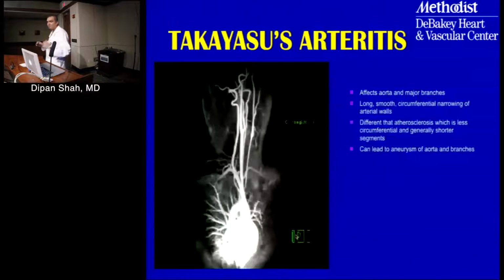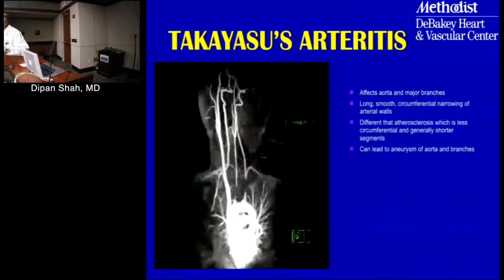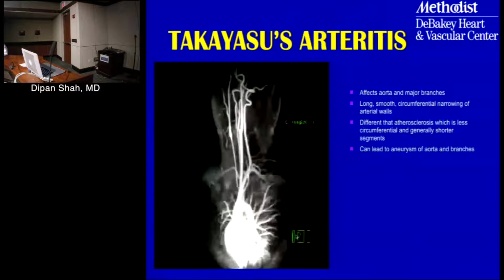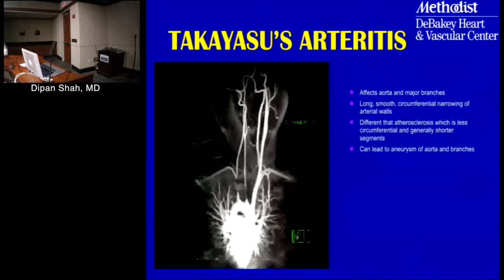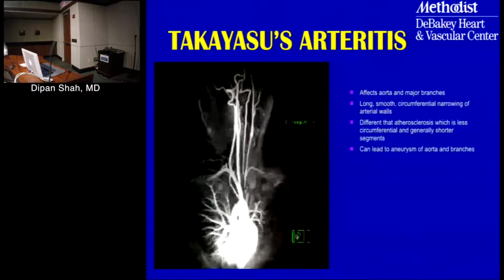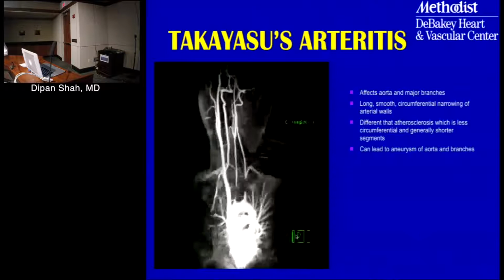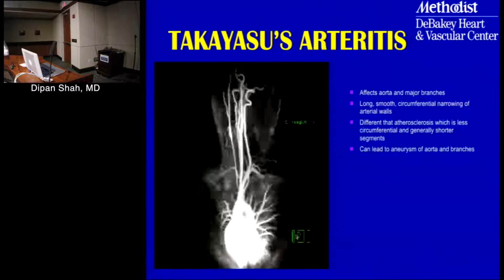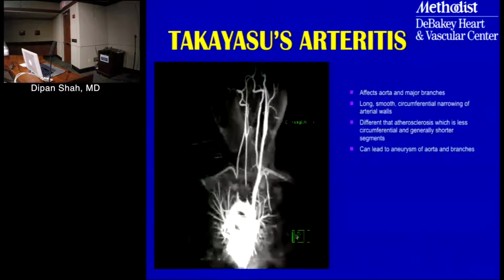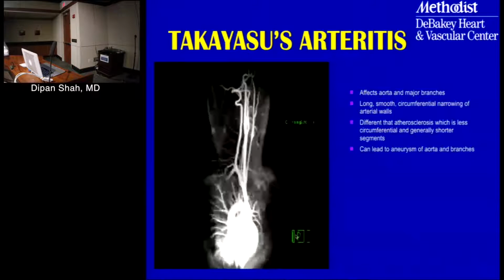So obviously, the diagnosis is already up here. This is a case of Takayasu's arteritis. It tends to affect the aorta and the major branches. Where it's different from atherosclerotic disease is that it tends to give you long, smooth stenoses and narrowing of the arterial wall.